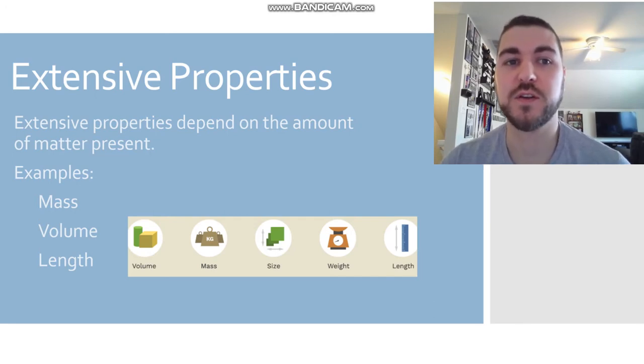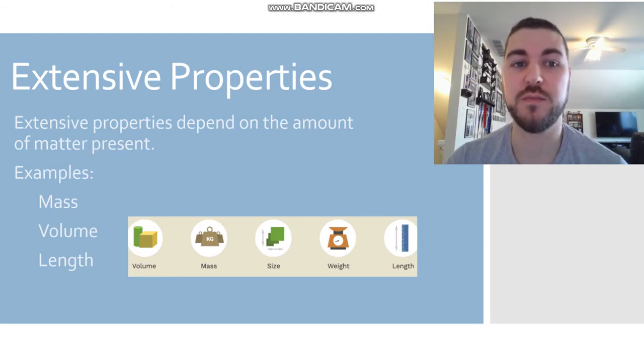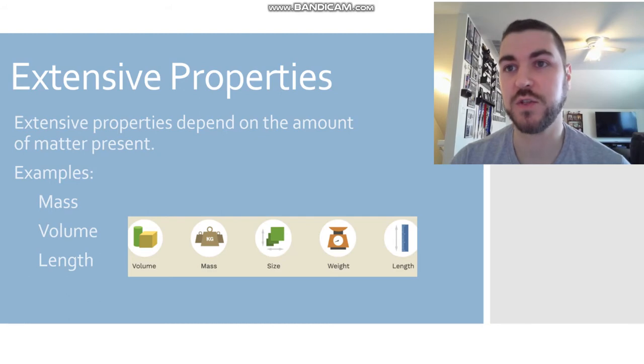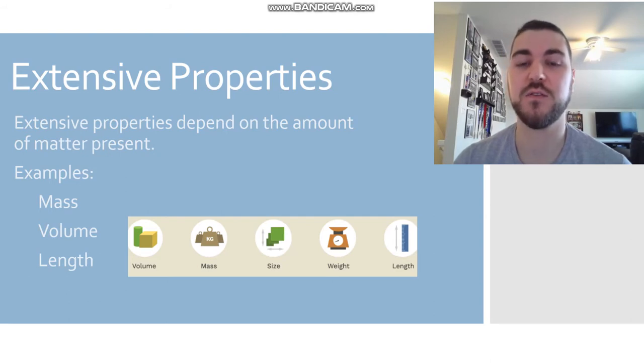Extensive properties are dependent on the amount of matter present in whatever you're studying. So the more of this matter that you have, it will change the property. So for example, mass, volume, and length. If you have more of the substance, the mass will go up. If you have more of the substance, it'll take up more space, so the volume goes up. And if you have more of this substance of matter, then the length will increase as well.